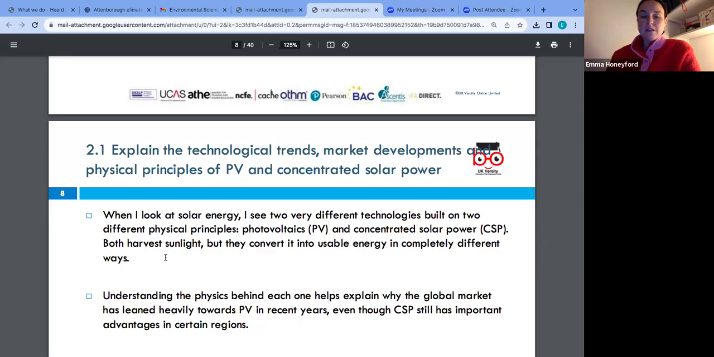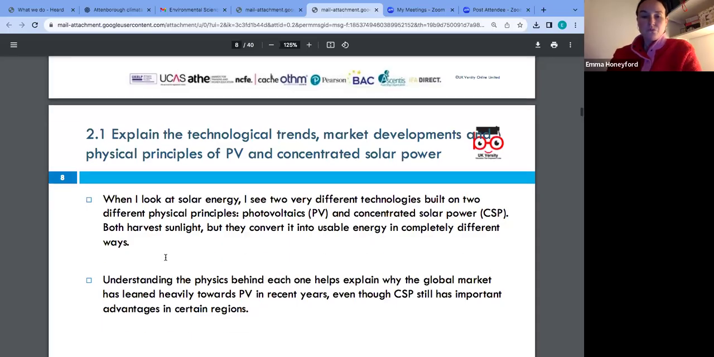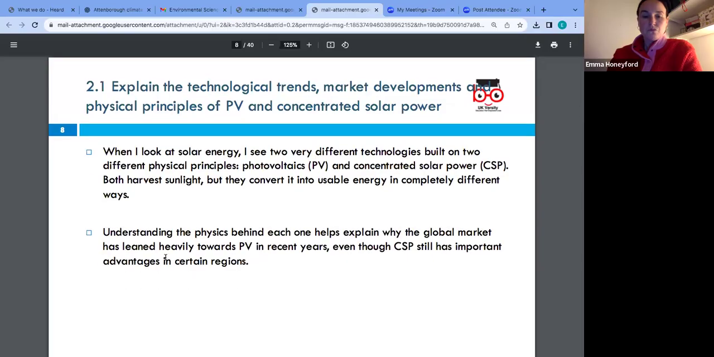Because the science is different, the way in which it's used across different geographical areas is different also. This is why we do have to be agile and flexible when we look at renewable energy, because geography has a massive role to play in the success of different renewable energy sources. Understanding the physics behind each one will help explain why the global market has leaned heavily towards PV in recent years, even though CSP still has important advantages in certain regions, and it does.